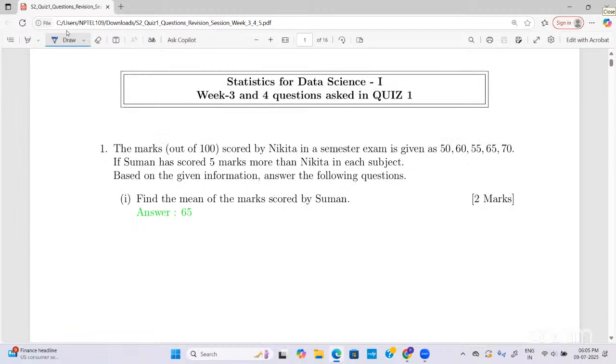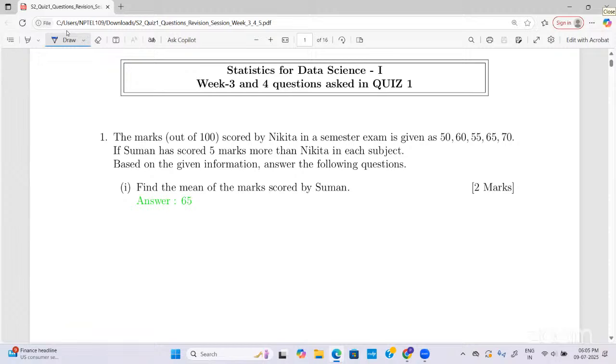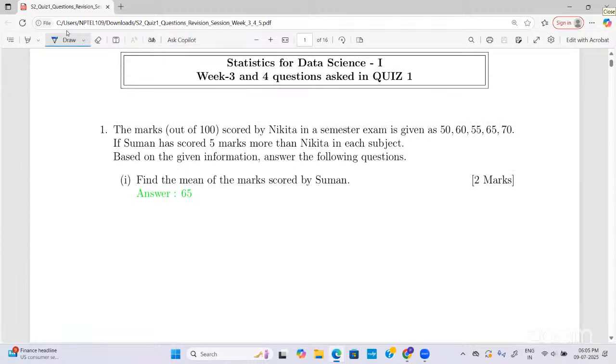Okay. So we should know how to calculate the mean, right? What is the formula for mean? Sum of the observations divided by the number of observations. Yeah, sum of the observations divided by the total number of observations, right?